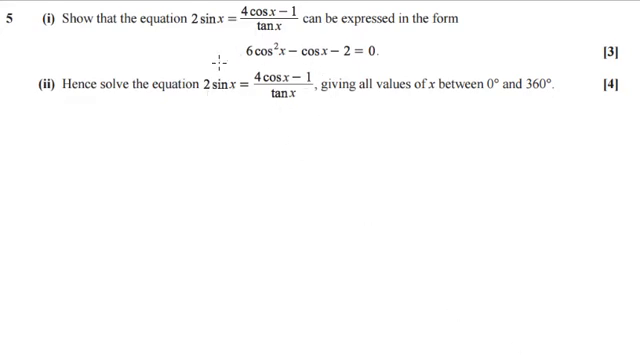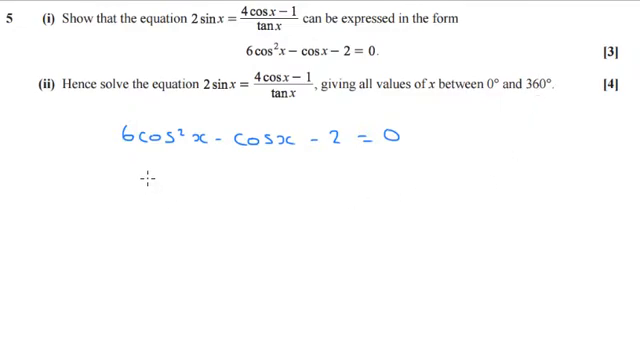2 then says, hence solve this equation. So we're not actually going to solve this equation, we're going to solve this new equation instead. So we're going to solve 6 cos squared x minus cos x minus 2, and it's told us to give all answers in the range 0 to 360.